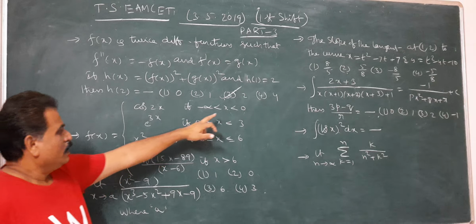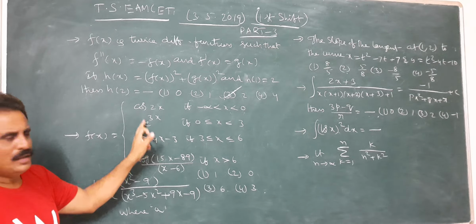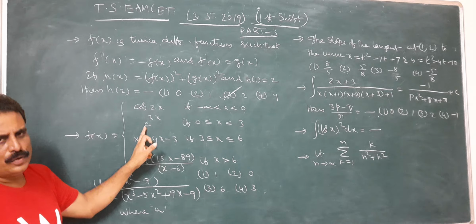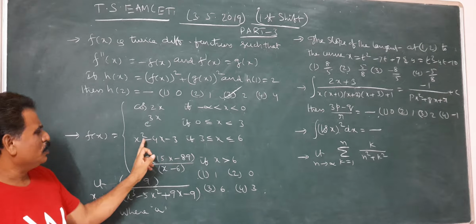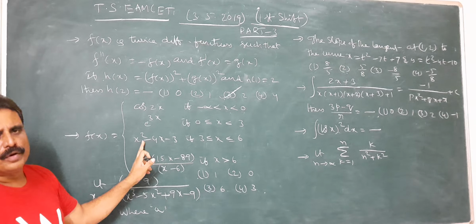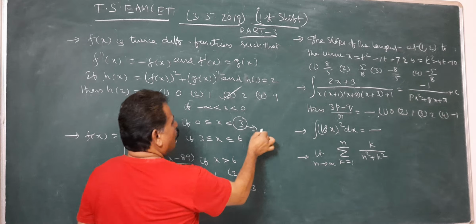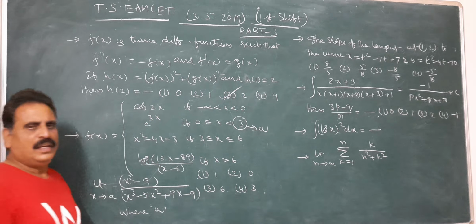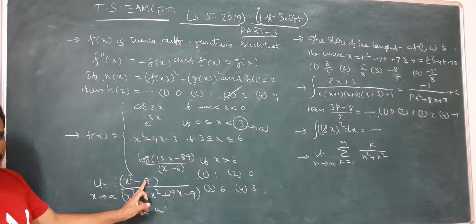Look here. x equal to 0, substitute, cos 0 is 1. If you substitute 0 here, 1. So it is continuous at 0. If you substitute 3 here, e power 9, but if you substitute 3 there you won't get e power 9. That means discontinuous at 3. This is the value of a. a equal to 3.